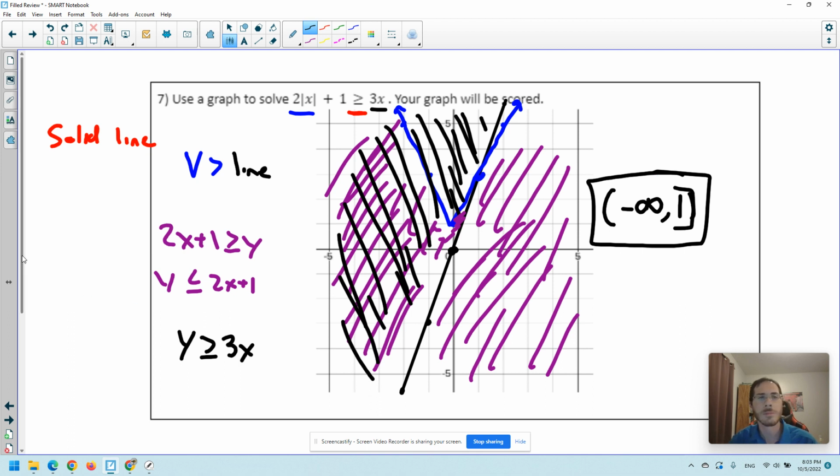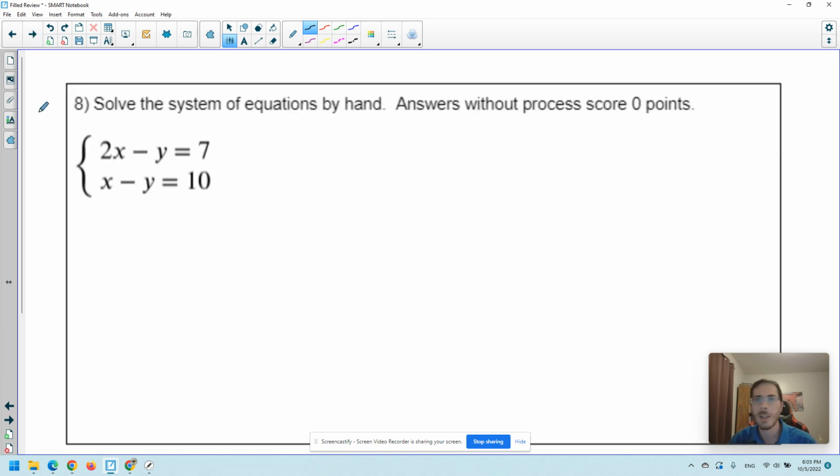There we go. So that's what we got. All right, let's check out number 8 then. So for number 8, solve the system of equations by hand. Answers without process will score 0 points. So that means we got to solve it either with substitution or elimination.